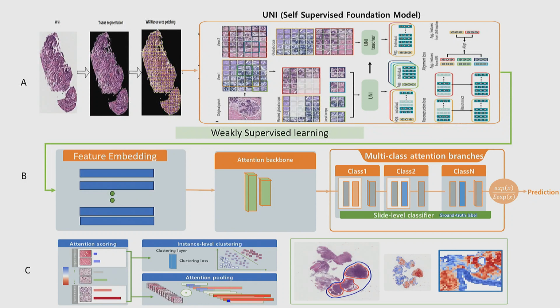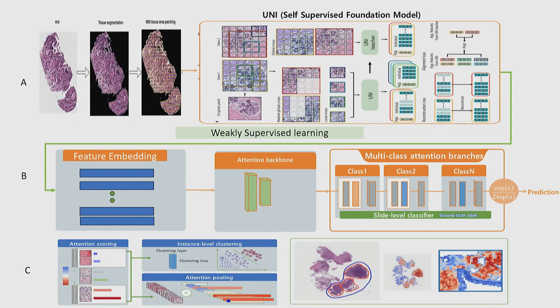And at the end, we have two kinds of losses: the reconstruction loss and the alignment loss. At the end, we got high quality features, 1024 features, extracted from this foundation model. This is our foundation model part. After getting the high quality features, we gave them to our weakly supervised learning architecture, where training took place.